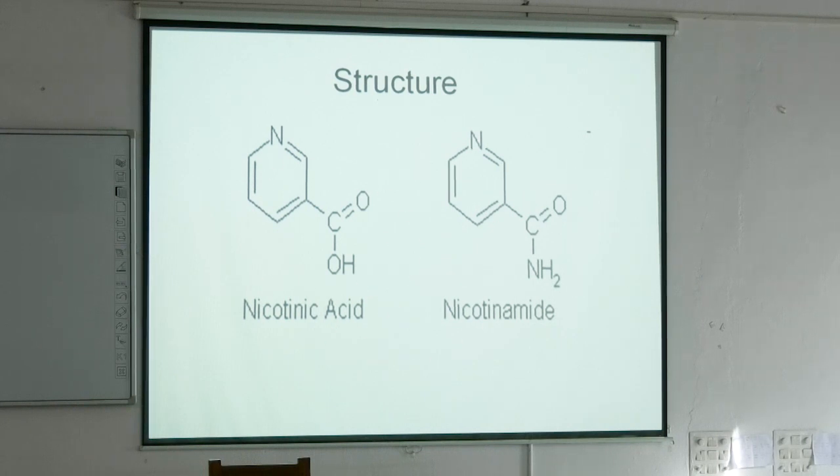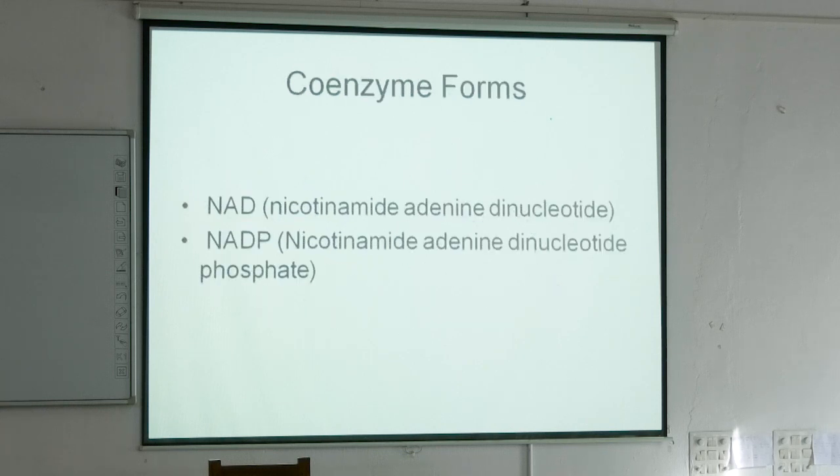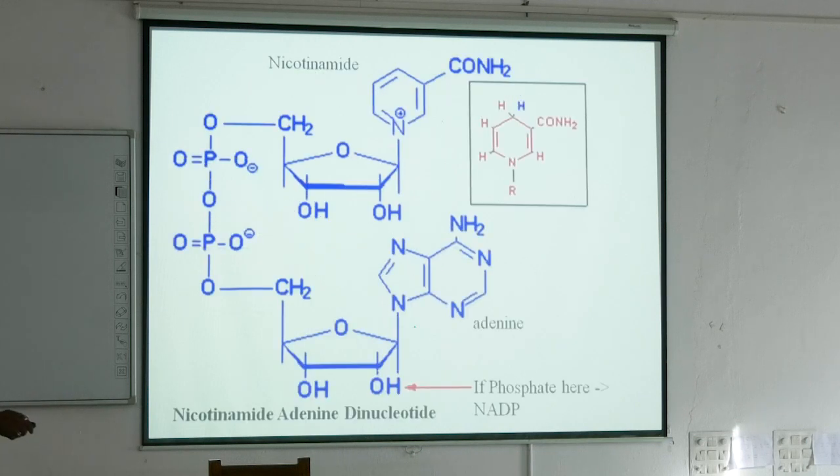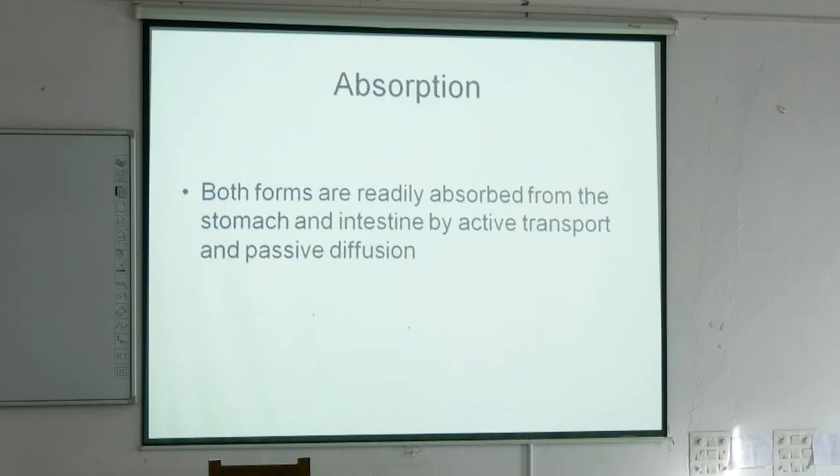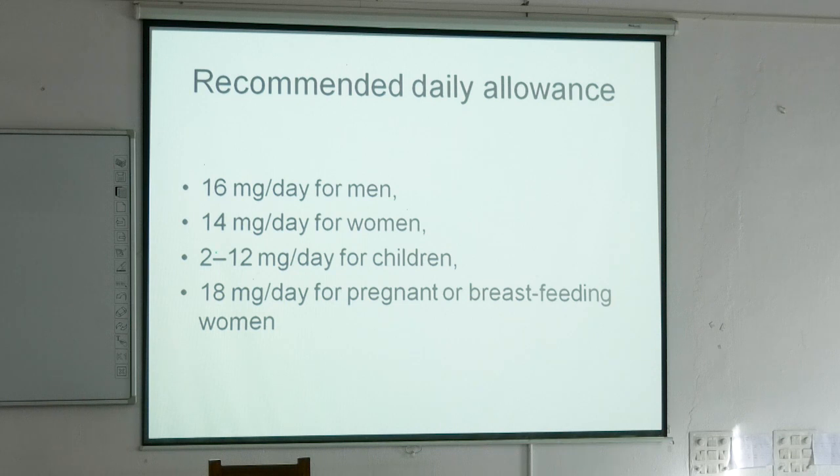This is the structure of nicotinic acid and in amide form. The coenzyme forms are of two types, NAD and NADP. NAD and NADP can be formed from one of the amino acids. Which one? Tryptophan. Coenzyme forms. What we need to remember here? Nothing much. The structure, if you can, and if you cannot, then you remember the diseases.